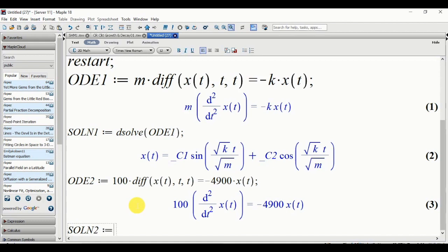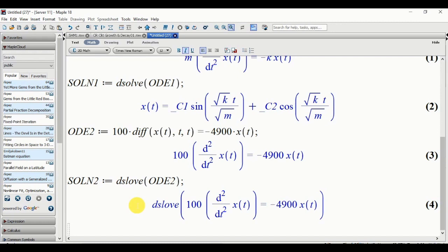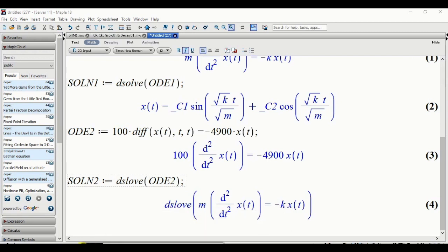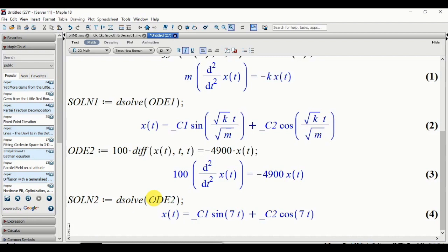And the solution SOLN2 is equal to dsolve ODE2. So this will give you the solution. Very often I commit this mistake. I have typed the dsolve command wrongly, so let me correct it so that it can solve that differential equation. And here omega is calculated. However, the constants are not calculated. Now we can again solve this differential equation for some boundary conditions, and let us try doing that.